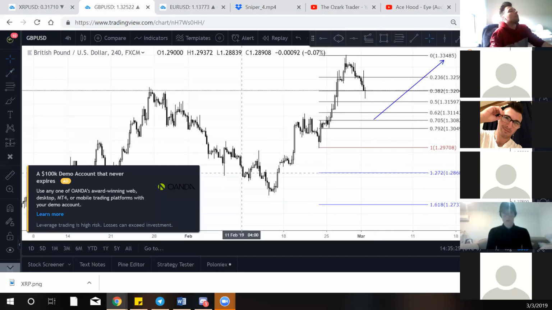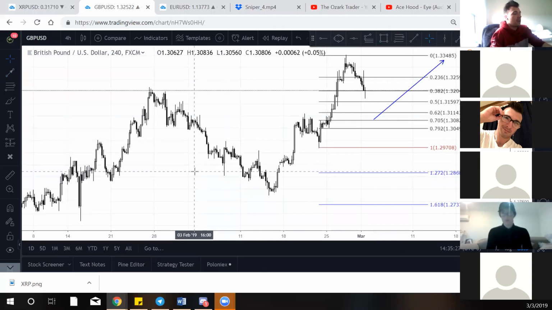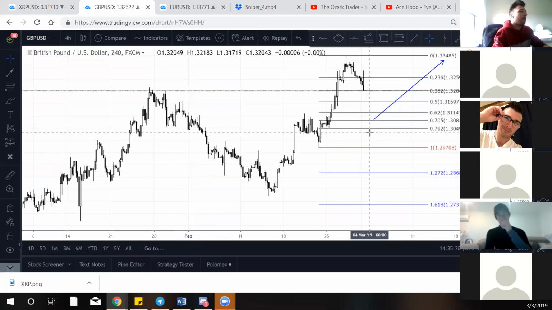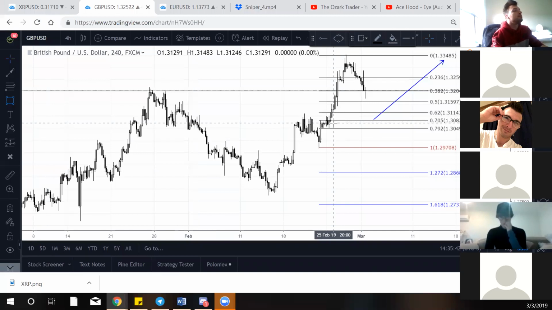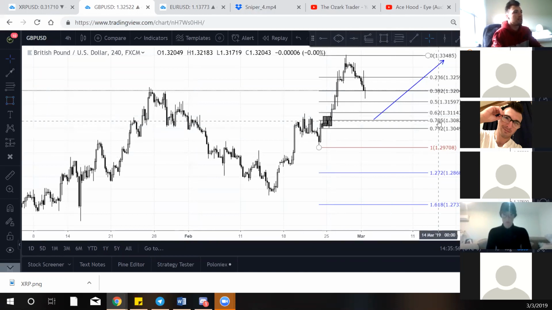Okay. Let's look for the necessary criteria in order to enter a trade. Okay. What do we have to have first? Anybody? What's the first thing we got to look for? Awesome. The order block. Beautiful. Where's the order block? Right there. The 70.5%.